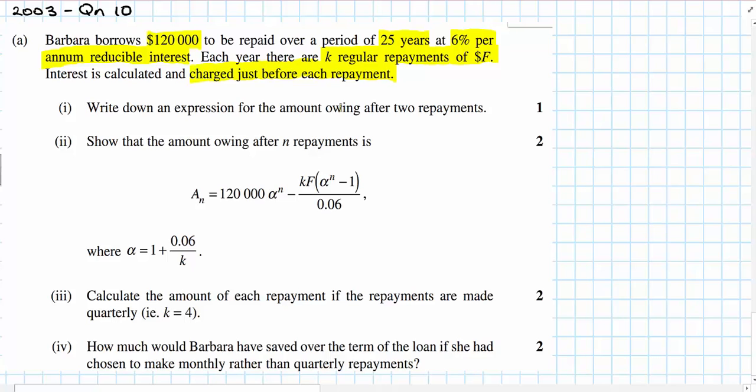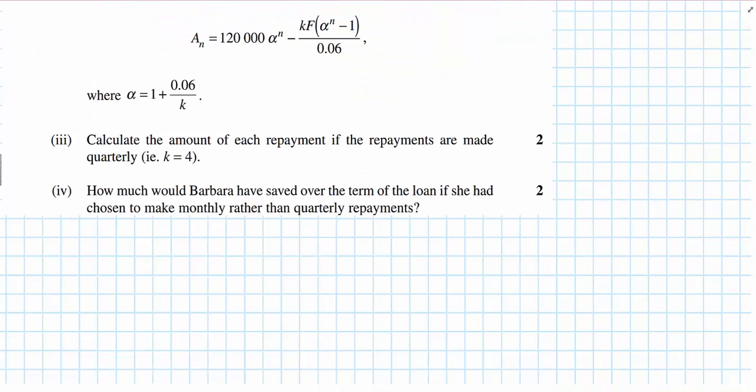Write down an expression for the amount owing after 2 repayments. Now, it's important to note that this is only worth 1 mark. So we don't need to provide copious amounts of working out. But if we don't establish this, then the next part would be quite challenging to do. Let's make a summary and see if we can establish our series.